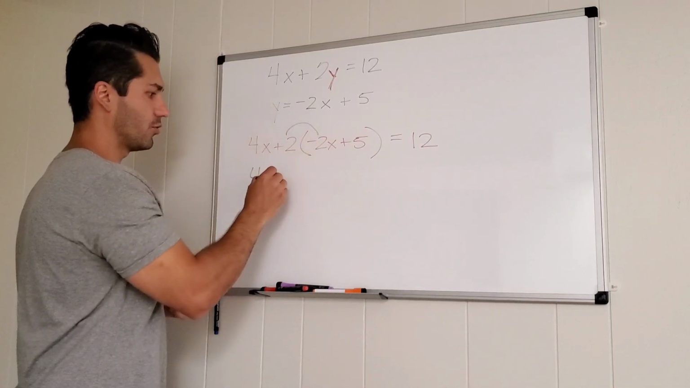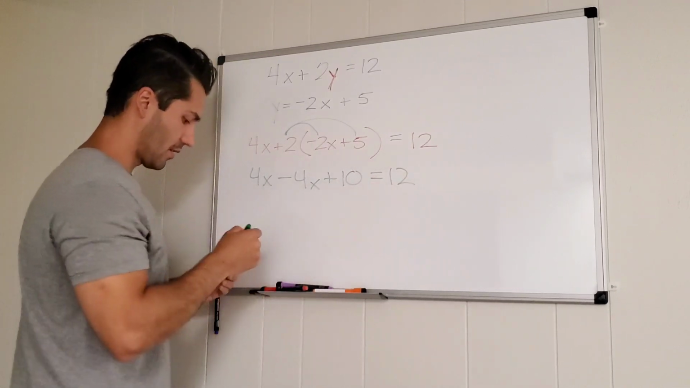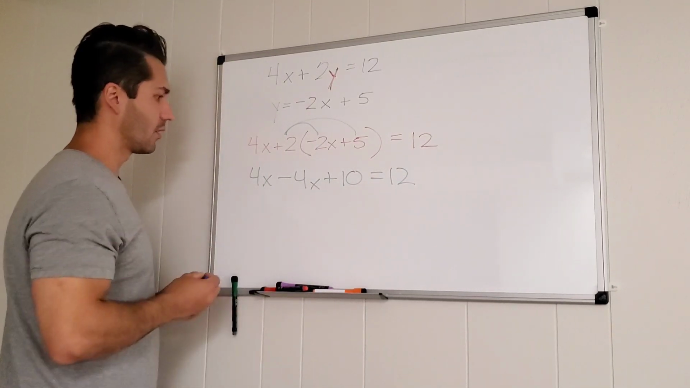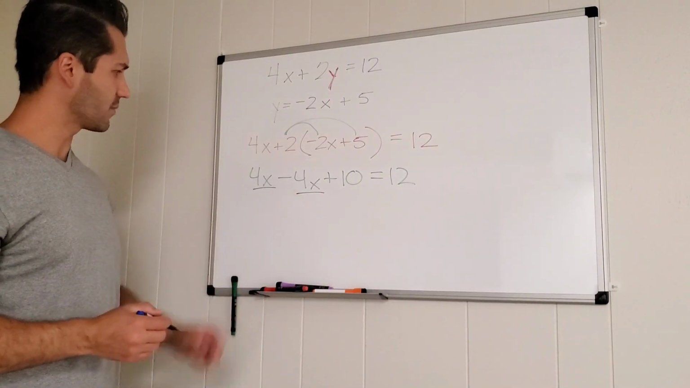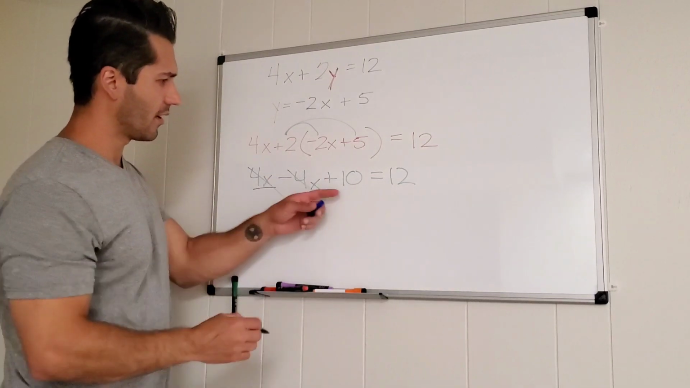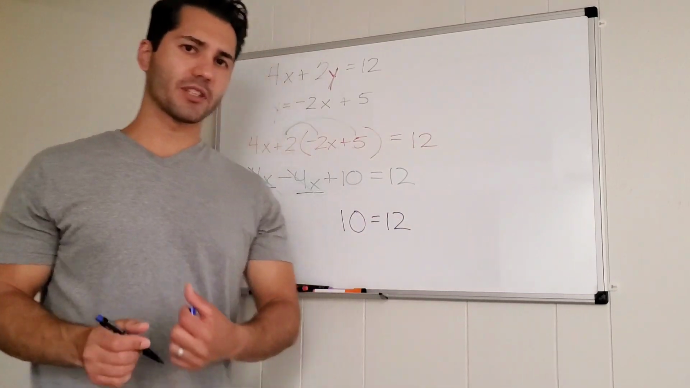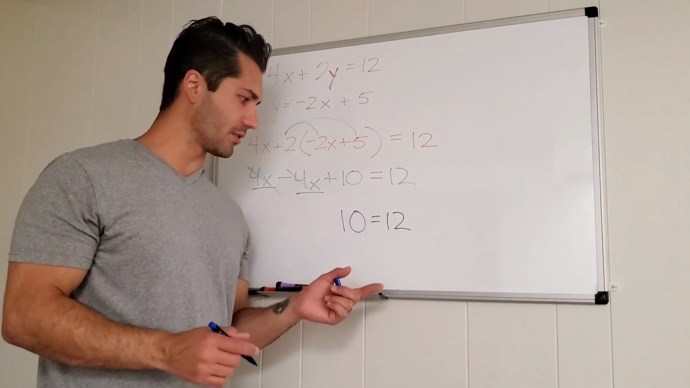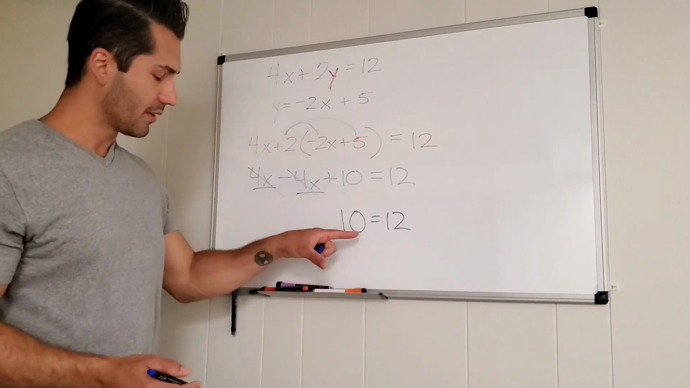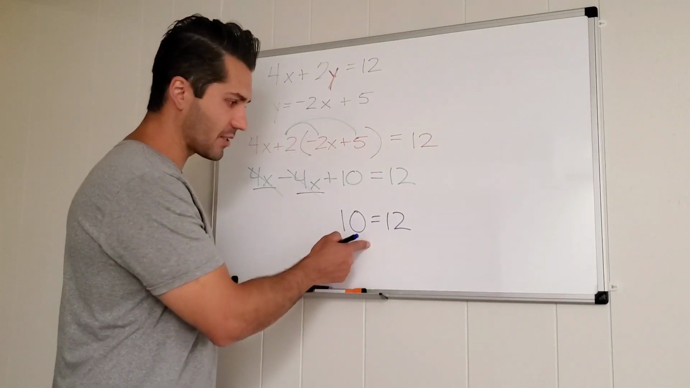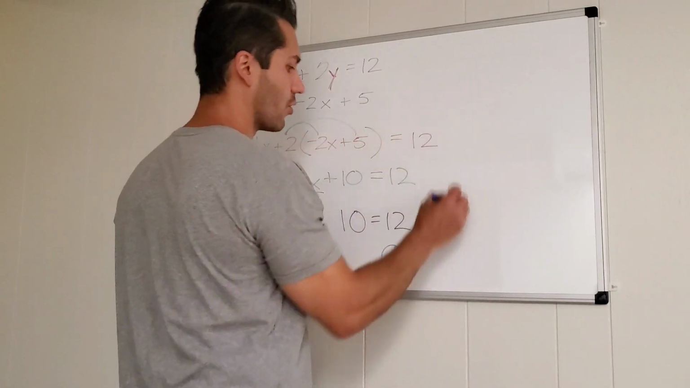4x, I distribute that 2: negative 4x, distribute the 2, plus 10 equals 12. Combine like terms: 4x minus 4x, and I'm like, oh crap. 4x minus 4x cancels out. And I'm left with this: 10 equals 12. And if you remember when you solved an equation, this is something that happens. It's not common, but it does happen. This does not make sense, because there is no solution. That's the null set. This has no solution.